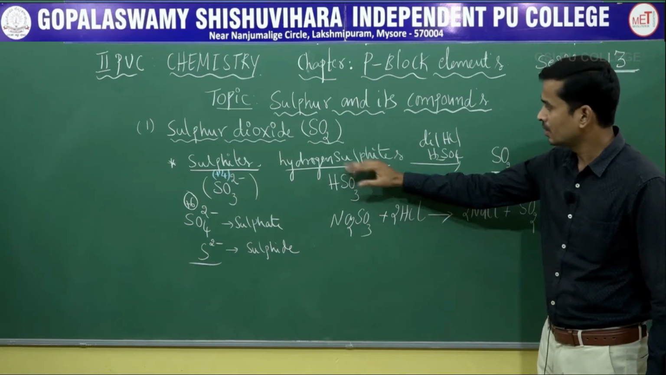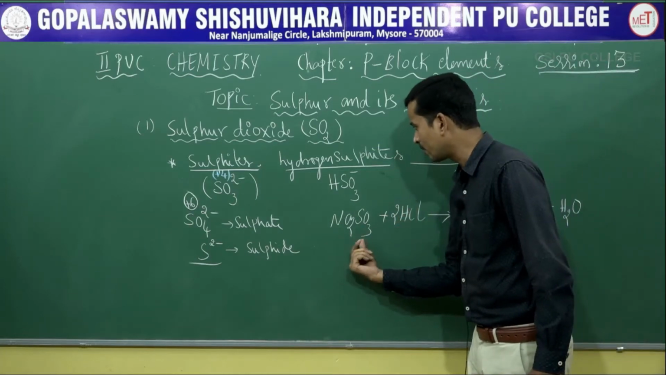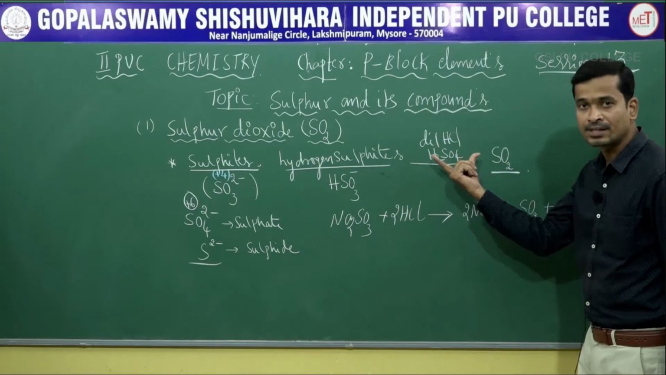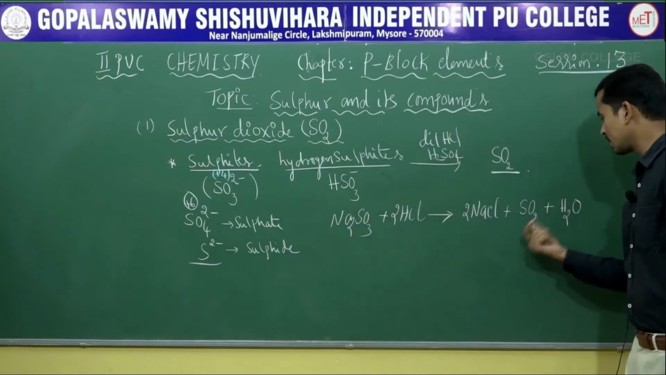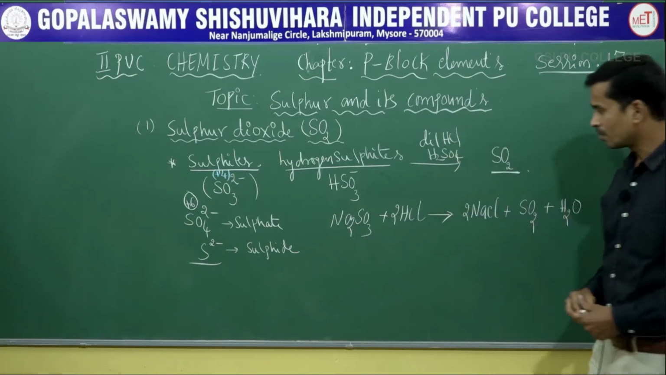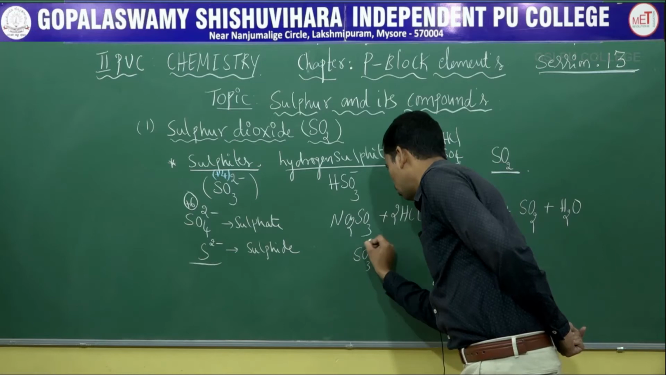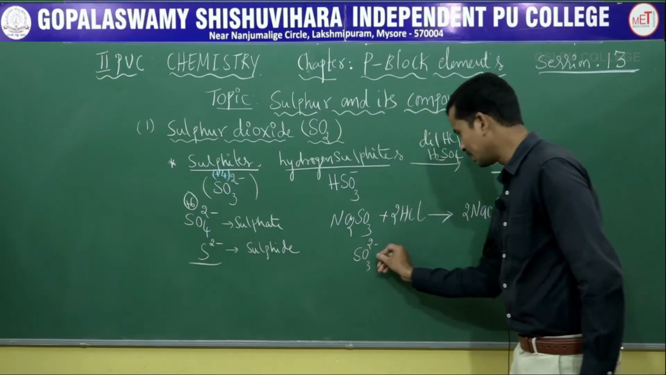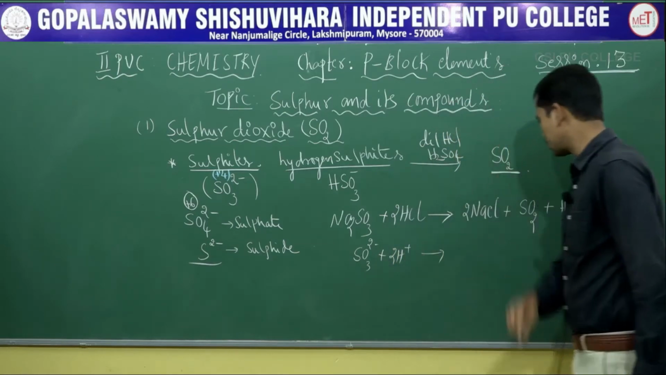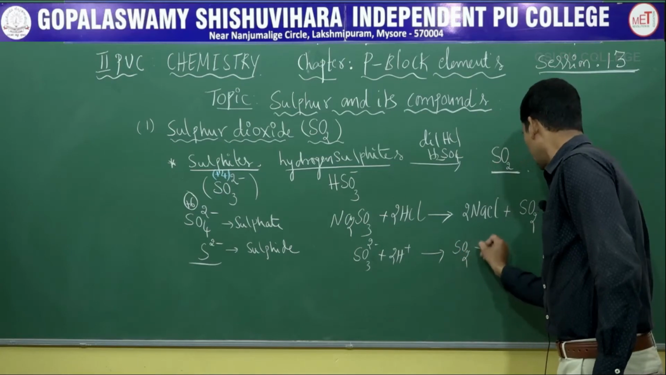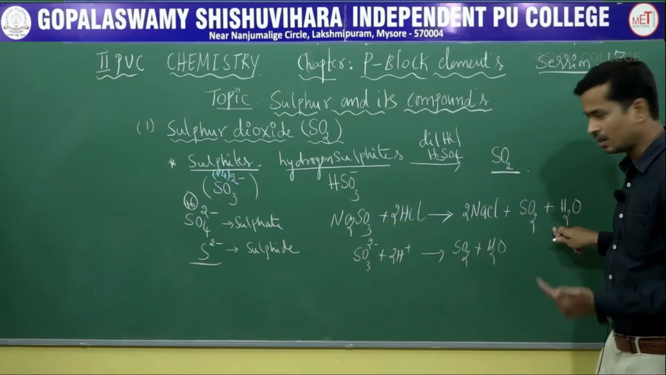In our laboratory, sulfur dioxide is prepared by treating salts of sulfite or hydrogen sulfite with dilute HCl or H2SO4, like sodium sulfite, to give evolution of sulfur dioxide gas. In ionic form, suppose SO3 2 minus. In the HCl, what is the acid? It gives H plus ions, 2H plus, to give SO2 plus H2O.